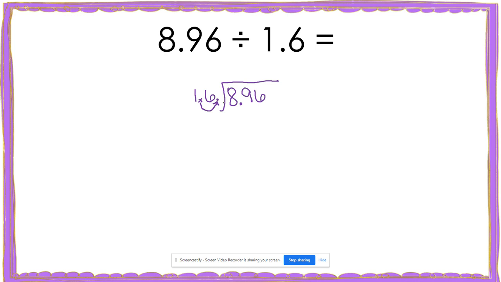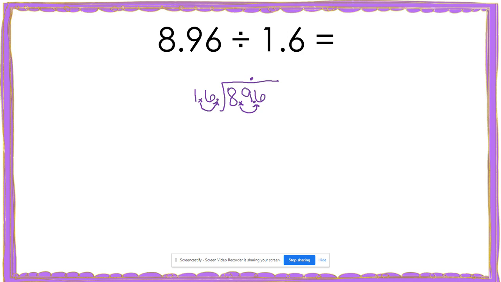If I move my decimal in my divisor, I must also move the decimal in the dividend. So I'm going to move this decimal one place to the right as well. Now my divisor is a whole number, it's a 16, and my dividend is actually 89.6. I'm going to bring up the decimal, and now I can start dividing. So when I do 8 divided by 16, I know that 8 cannot be divided by 16. So I'm going to move and do 89 divided by 16.